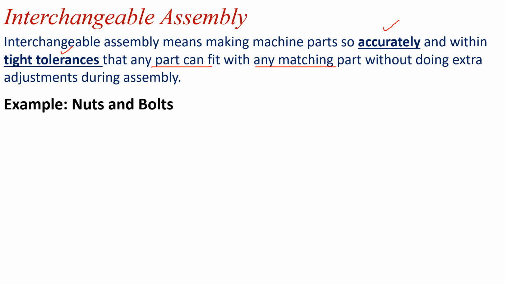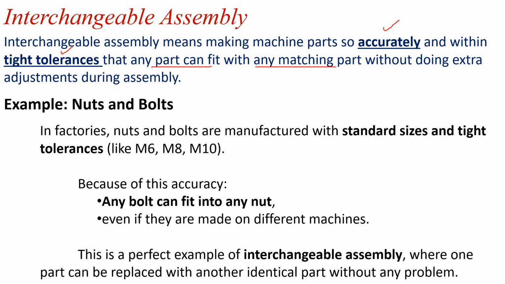Let's see the example, nuts and bolts. In general, nuts and bolts are manufactured with standard sizes and tight tolerances. Because of this accuracy and tight tolerances, any bolt can fit into any nut, even if this bolt and nut are made on different machines. So this is the perfect example of the interchangeable assembly, where one part can be replaced with another identical part without any problem.